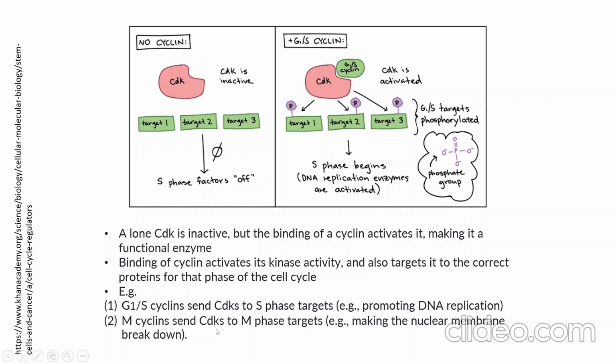Similarly, M cyclins send CDKs to M phase targets. For instance, for nuclear membrane breakdown, the breakdown of all of the nuclear membrane components. So that's how this is working, and it's a very complex process. Obviously, there's not just one CDK. In yeast, there's just one, but in say mammals, we have many more of them, and they are not redundant. They have very spatiotemporally regulated steps and functions.